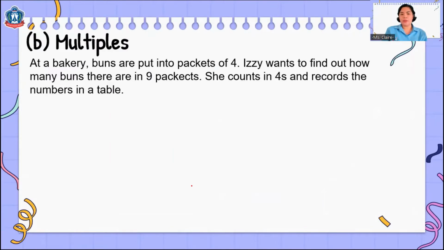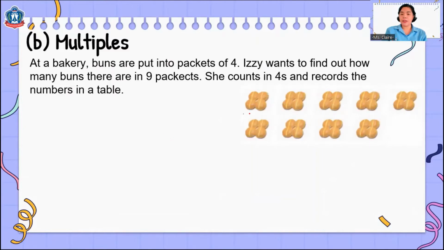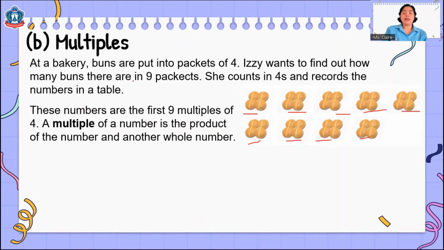multiples. So what are multiples? Take a look here. At a bakery, buns are put into packets of 4. Izzy wants to find out how many buns there are in 9 packets. She counts in 4s and records the numbers in a table. Take a look here. So this one, 9 packets only. In one packet, there are 4 buns. So these numbers are the first multiples of 4.